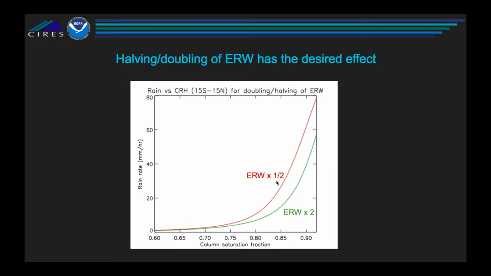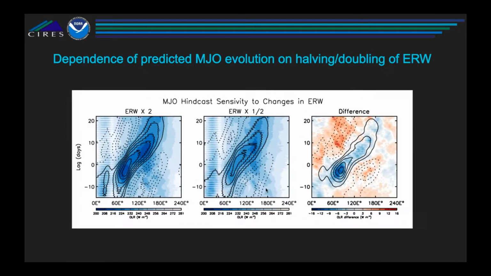So what I'm going to be considering is either a halving or doubling of the evaporation of rainwater. And this is showing how the precipitation depends on column saturation fraction. So this is sort of an RH perspective on the precipitation dependence. And what you see is that when you double the evaporation rate of rainwater, your pickup of precipitation with RH tends to occur later and more gradually than when you have a halving of the evaporation of rainwater. So this is producing the same sort of behavior as was seen in the good versus bad models, climate model comparison that I talked about earlier.